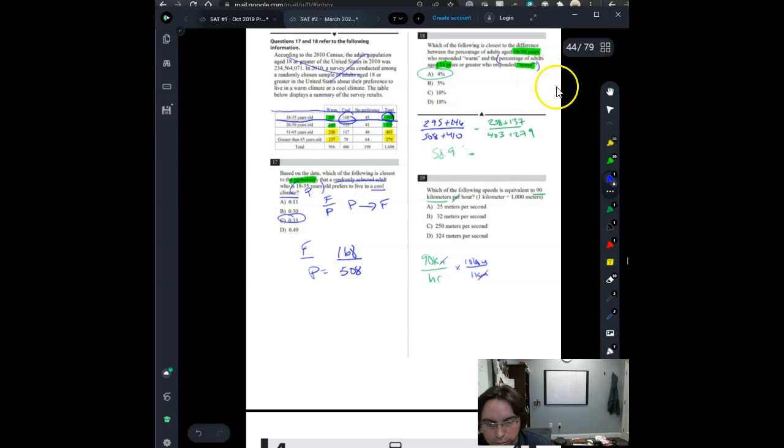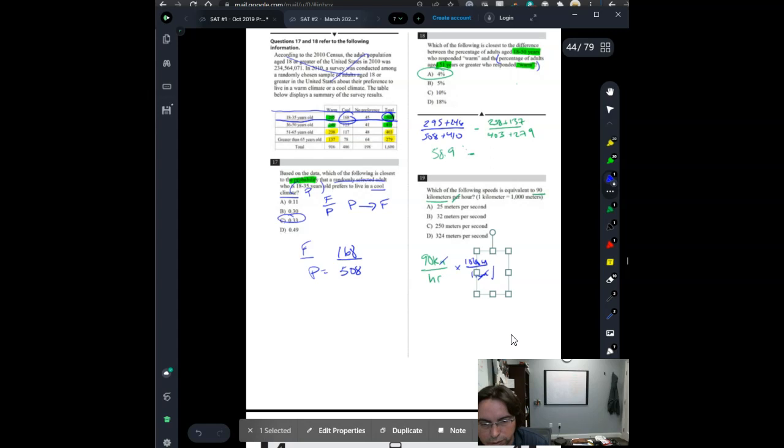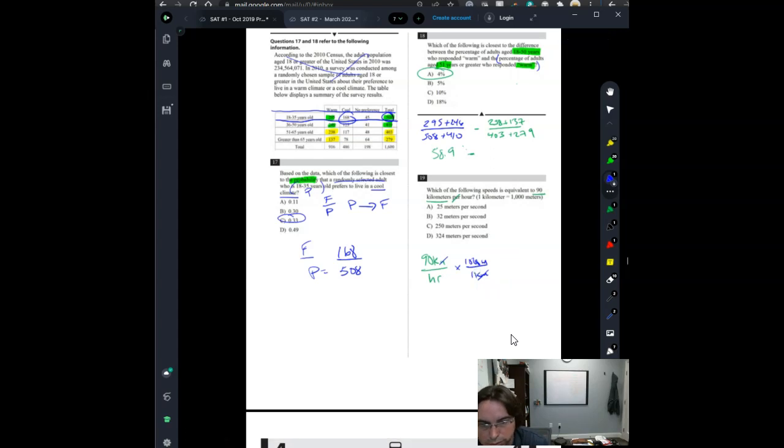So what you'll see now is we're now in 9, and we got 1, 2, 3, 4. So we're at 90,000 kilometers per hour, but we don't want to be in hours. We want to be in meters per second.